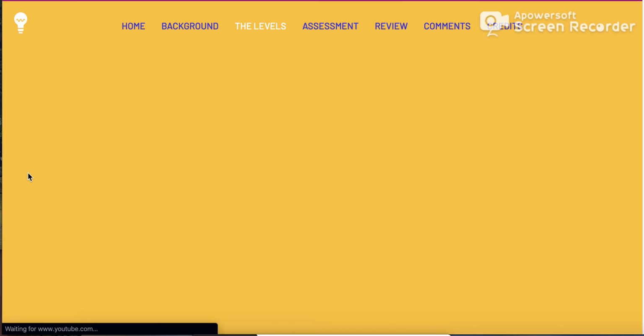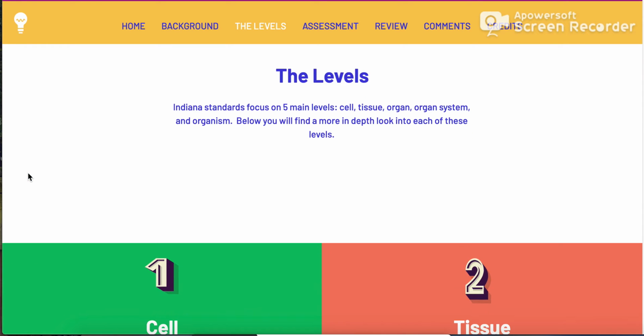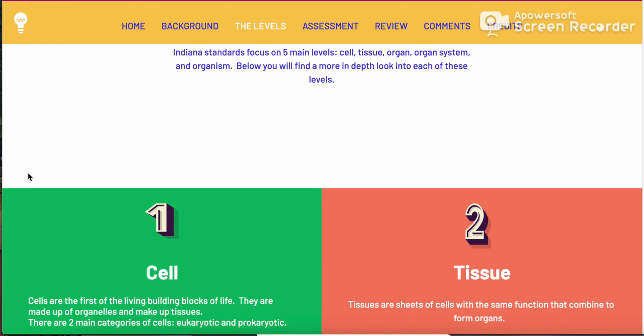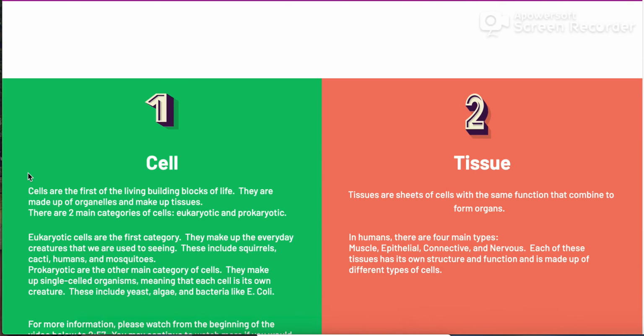Next, I included the levels. So this is the information that I really care about the students learning. Everything else so far has just been background knowledge.